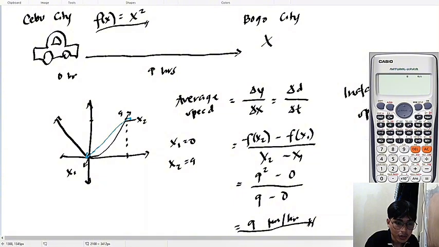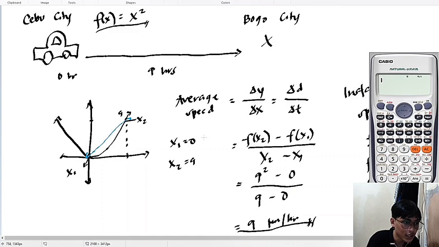So my first derivative is simply, if f of x equals x squared, so f prime of x is simply 2x, and let's say atong gipangita is ang instantaneous speed at exactly third hour, which is x equals to 3. So meaning, ato rin substitute, which is f prime of 3 is equals to 2 times 3. So we have here 6 kilometer per hour na instantaneous speed at exactly the third hour sa pagdagan sa tuwang sakyanan.